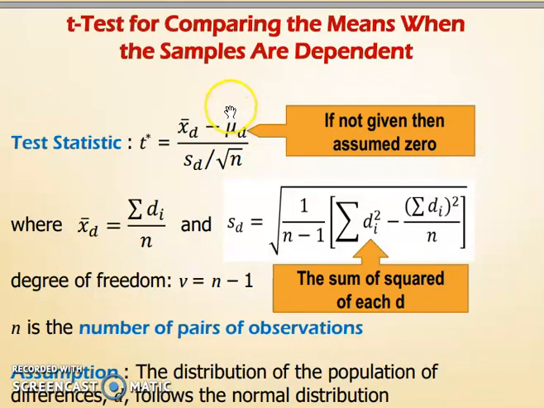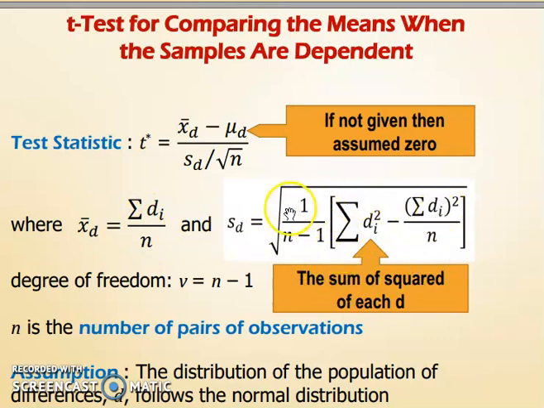The steps in constructing the hypothesis test are the same. We need to state the H null and H1, alpha, and also the test statistic. In this matched pairs t-test, the test statistic is xd bar minus mu d over sd over square root of n. So what is xd bar? It is the summation of di over n. And sd is this formula.